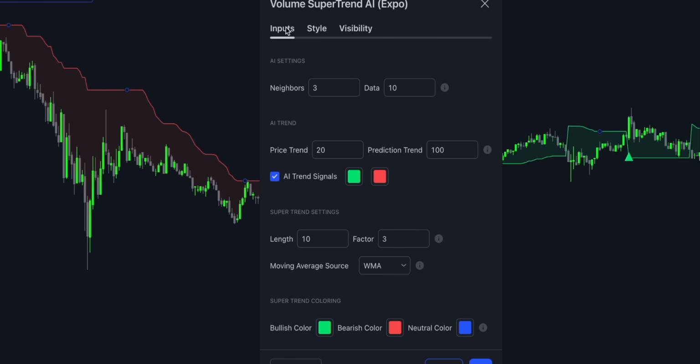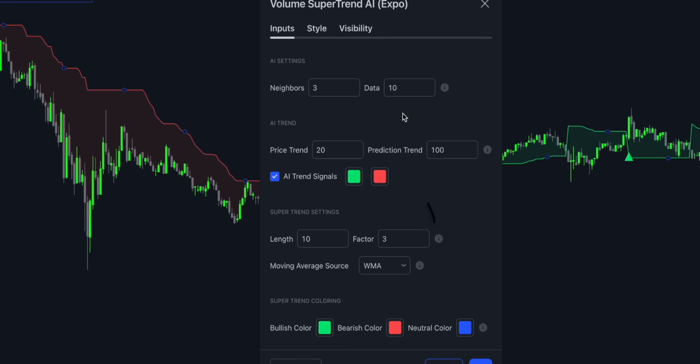To get a more balanced and smooth view of local patterns, you can increase the number of neighbors. If you want to make the algorithm more responsive to recent changes, the number should be decreased. Number of data points is another significant parameter to consider. Increasing historical data will provide a broader perspective, but it may dilute recent trends. Decreasing the number will focus the indicator more on recent behavior.